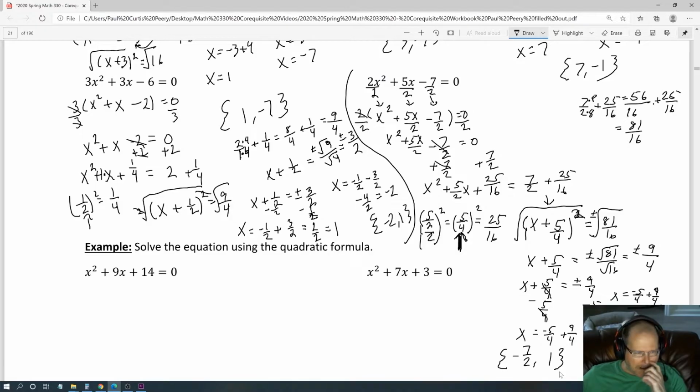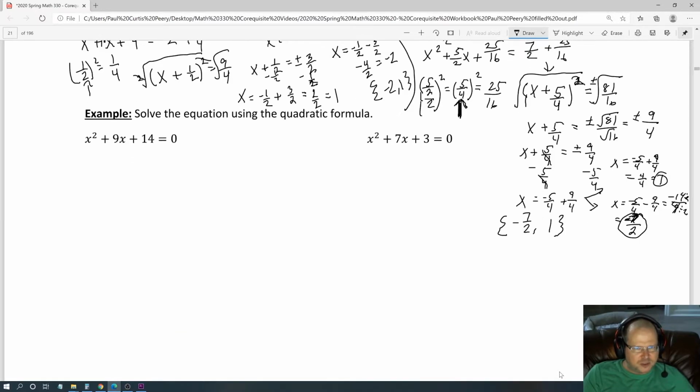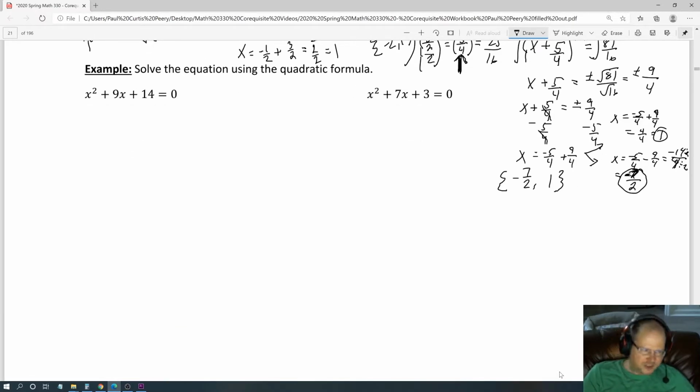Okay, cool. Now we're going to solve the equation using the quadratic formula. So we're going to solve a quadratic using the quadratic formula, which hopefully makes sense. All right, so we're going to break this up.